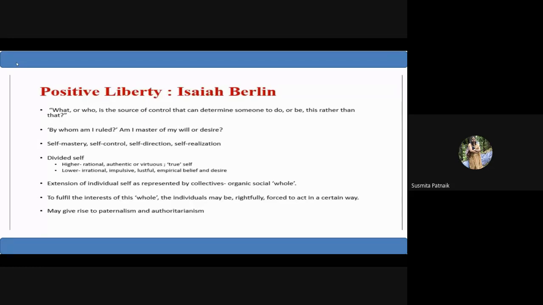It means that I can get things by hurting another individual. That is called the negative liberty.